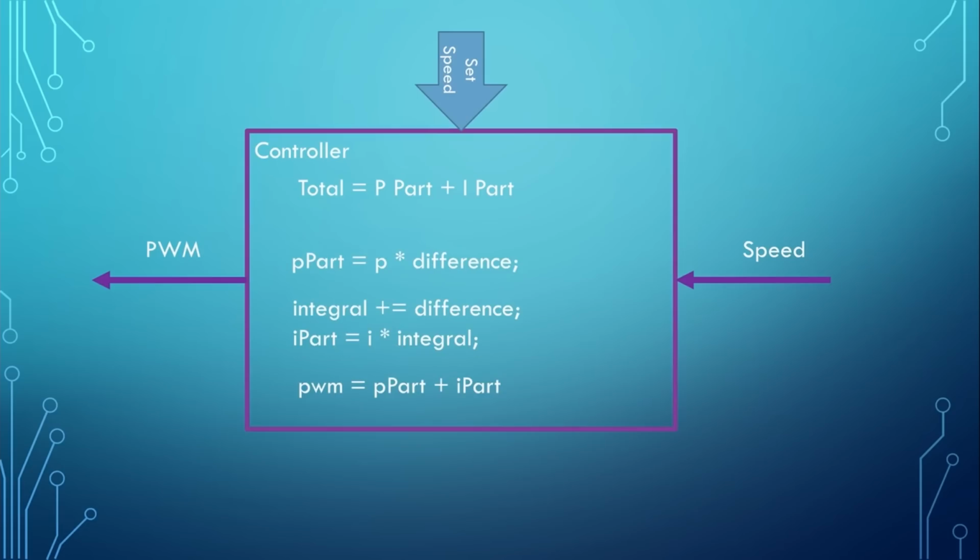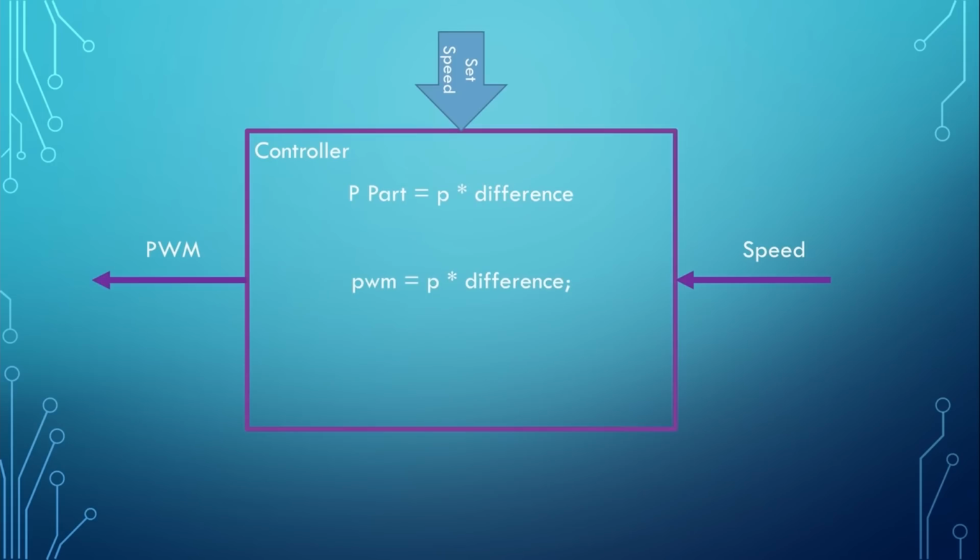For this video, I will concentrate on the first 2 parts because this is sufficient for most of the motor applications in the Arduino field. You can extend your knowledge afterwards to the 3rd part if you need. I start with a P controller. This means that the I and the D parts are set to 0.